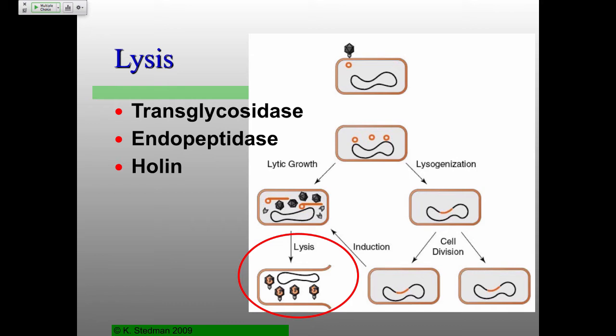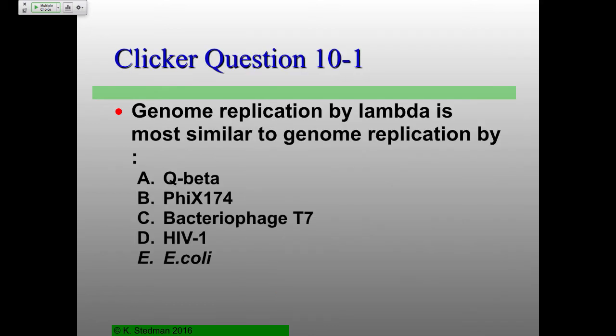More questions on Lambda? Time to get out your clickers. So, genome replication by Lambda is most similar to genome replication by Q beta, phiX174, bacteriophage T7, HIV-1, E. coli. Let's modify this so it should be late genome replication. Let's make it a little clearer.